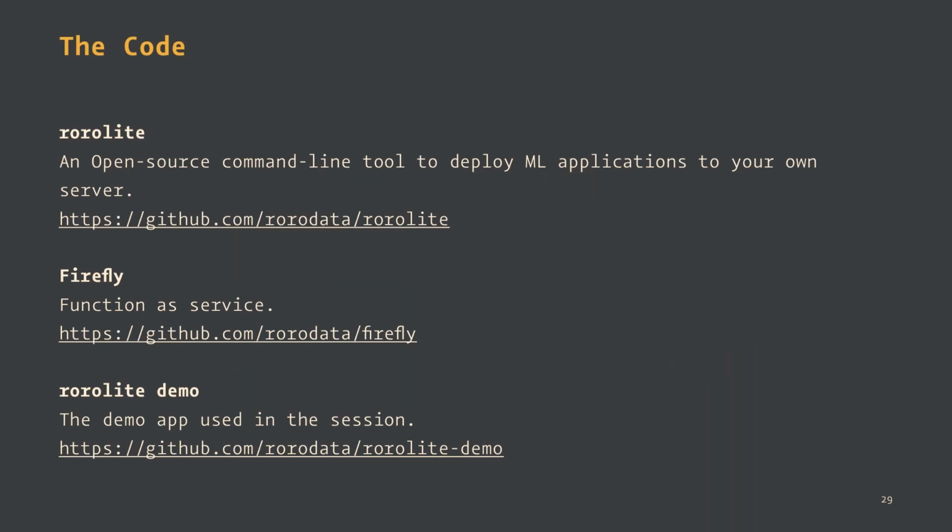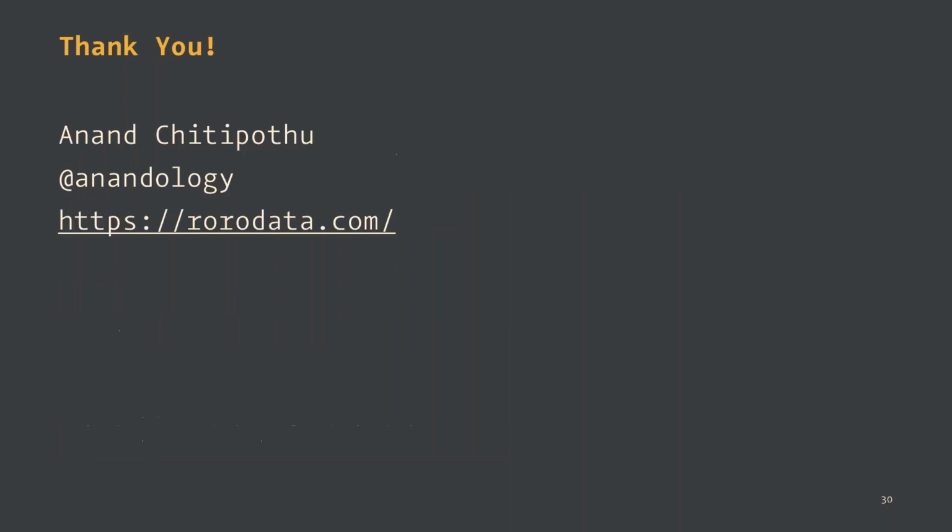Again, all the tools that we've described here, except the platform, are open source. Rorolite is an open source tool for deploying machine learning applications. The demo we have seen today is available at this URL. Firefly is again open source, available at this URL, and the demo that we used is also open source and available at these URLs.